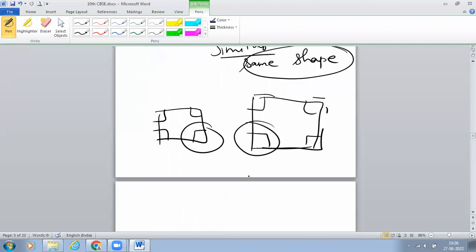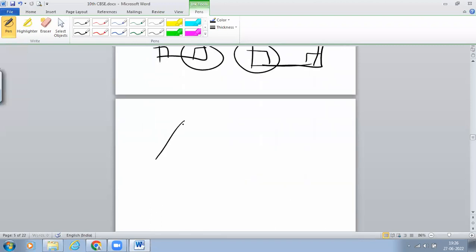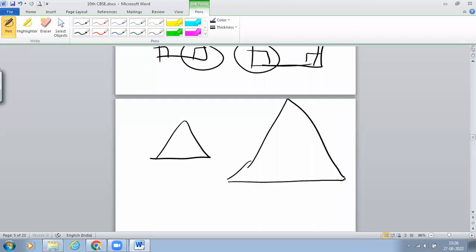But what about two equilateral triangles? They are similar. Very good. Even though this triangle is small, with all sides 3 centimeters, and here all the sides are 6 centimeters, the interior angles of any equilateral triangle are equal. That is the meaning of equilateral. If all the sides of a triangle are equal, then all the interior angles will be equal, that is 60, 60, 60. For this triangle also the interior angles are 60, 60, 60.